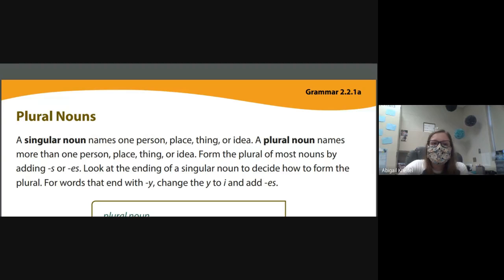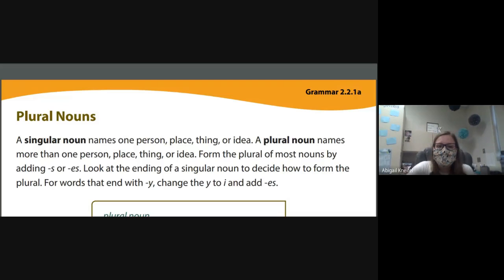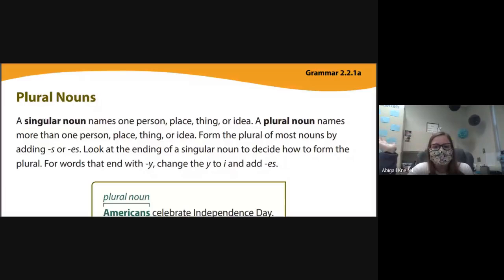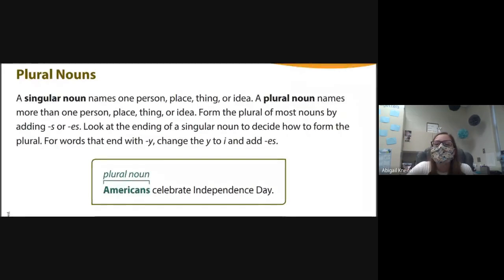Like I already said, we are talking about making nouns plural. And plural means what? If something is plural, it means what? Molly? More than one. Obviously, plural means more than one. To form plural nouns, you either add S or ES. Look at the ending of singular nouns, and it identifies how you change a plural noun. Words that end in Y, you would have to add IES.